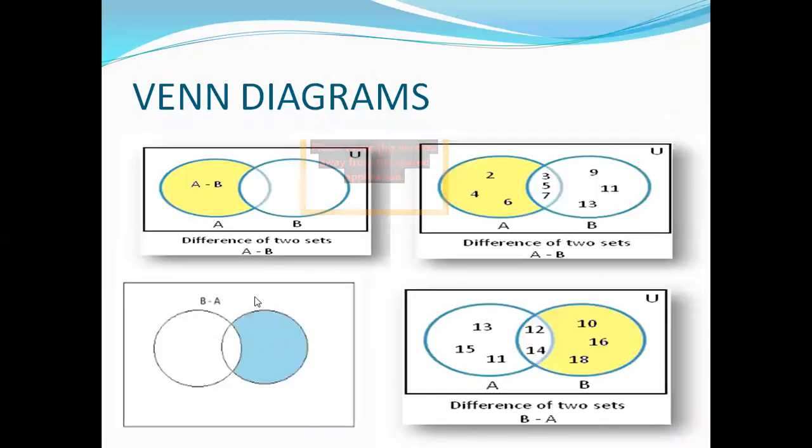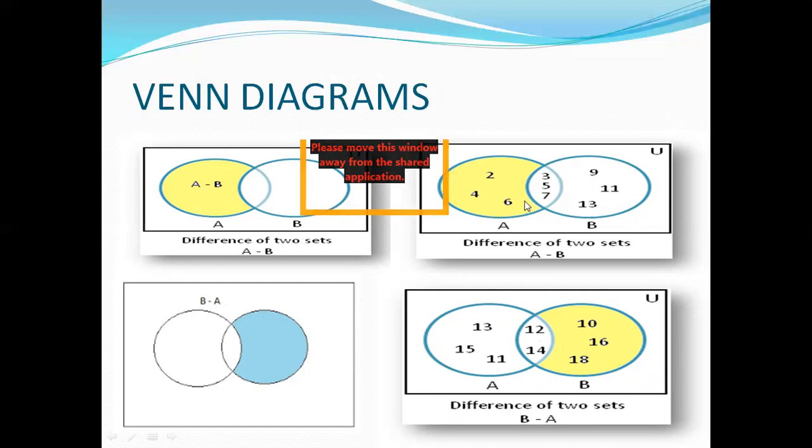Now, what are the Venn diagrams of A minus B when the elements are not given? You see here. A minus B means only the A portion, leaving the common part and leaving set B; you have to shade it. That is A minus B. And B minus A is what? Leave set A and the common part, and only the remaining part of B you have to shade. This is B minus A.